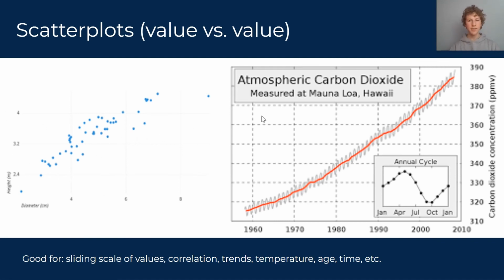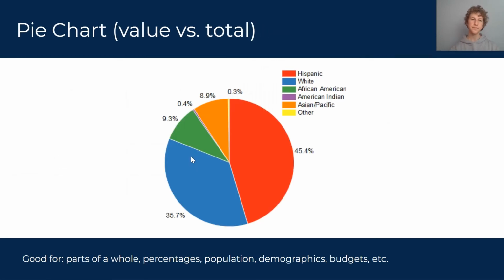And then over here, this is a rather famous scatter plot. While it may not look like a scatter plot, it's measured so closely together over 50 years, and it's compressed all into that. So you can see this is kind of closer to what it might look like. And then they connect the lines to show, and the red line is showing the actual trend, which is growing upwards, which in this case is very bad. So scatter plots are good for a sliding scale of values showing correlation, looking at trends, temperature, age, time, etc.